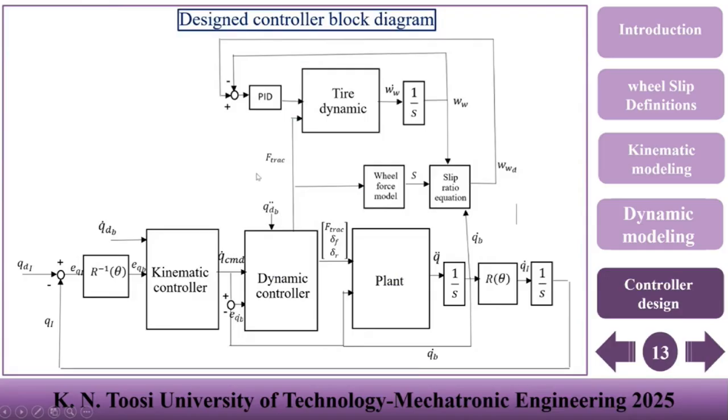This is my designed controller block diagram. As you can see here, this is the kinematic controller, the dynamic controller, and the plant that the inputs are going to, and as above, we can provide our wheel motor torques to our system and control it with that slip ratio equation and wheel force model.